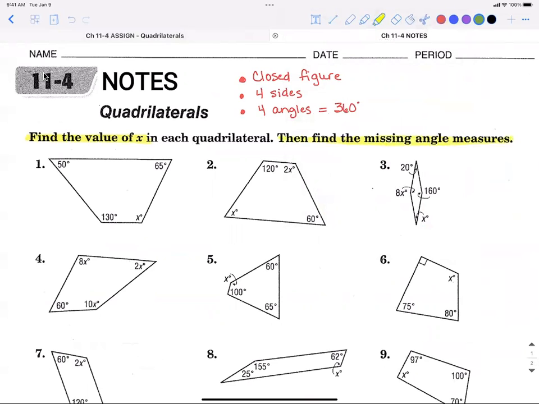Well, that seems like it would be the same thing, but in our second example, you'll see that sometimes you can be missing more than one angle. And so the value of x is not necessarily the value of your angle. We'll get into that in a second. So we're going to do 2 things: find the value of x, then find the missing angle measures. Those are the 2 things we're going to do for each one of these, and what you'll do in your homework.